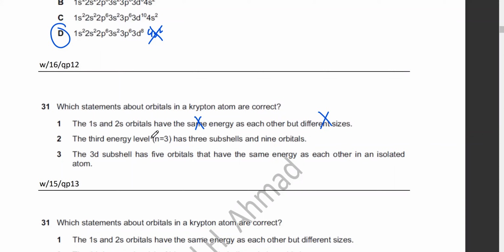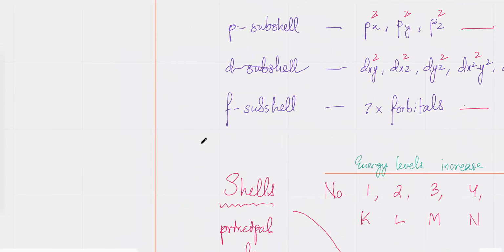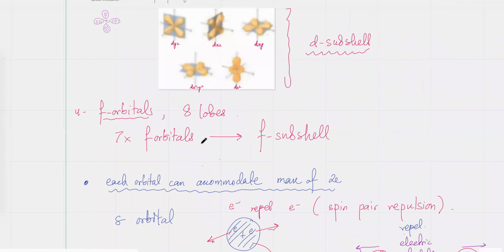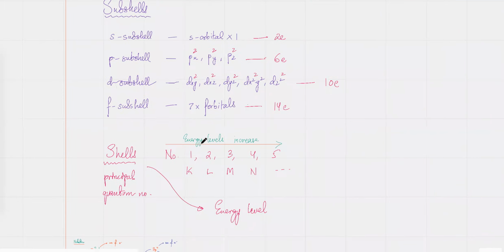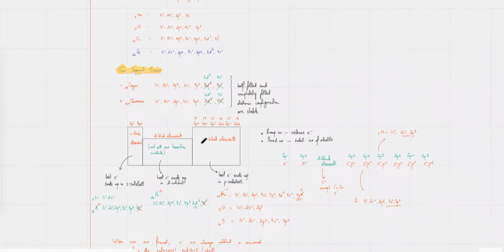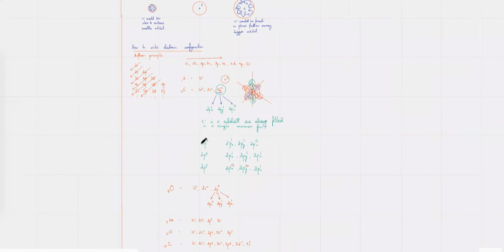The third energy level has 3 subshells and 9 orbitals. So the third shell, he says that there are 3 subshells and 9 orbitals. We can just have a look at the Aufbau principle, where all the subshells are listed. So where did our Aufbau principle go? Just a second. That's this one.